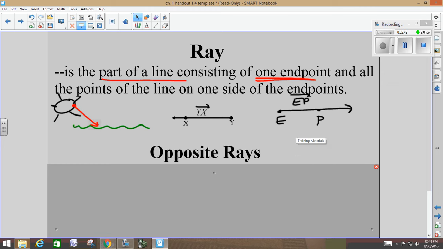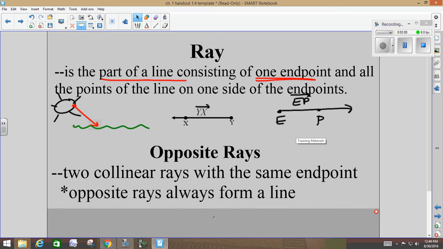With rays, you can have opposite rays. So if I have a ray that goes left, its opposite ray must go right. And if I have a ray that goes down, then its opposite ray must go up. Good.